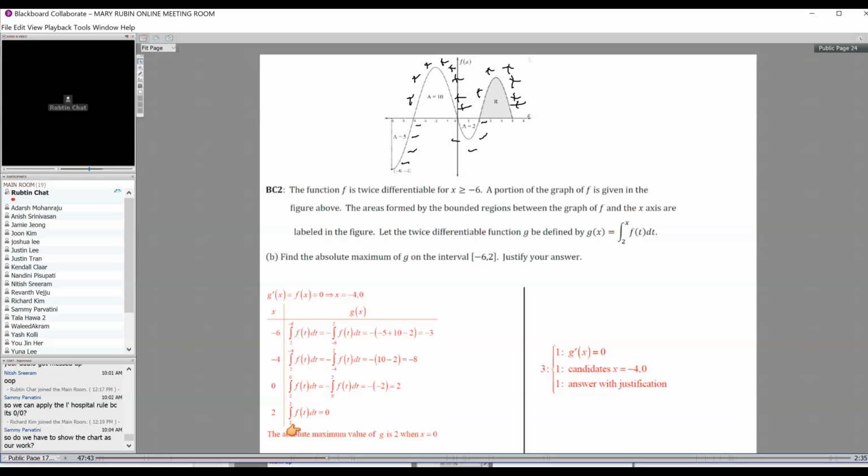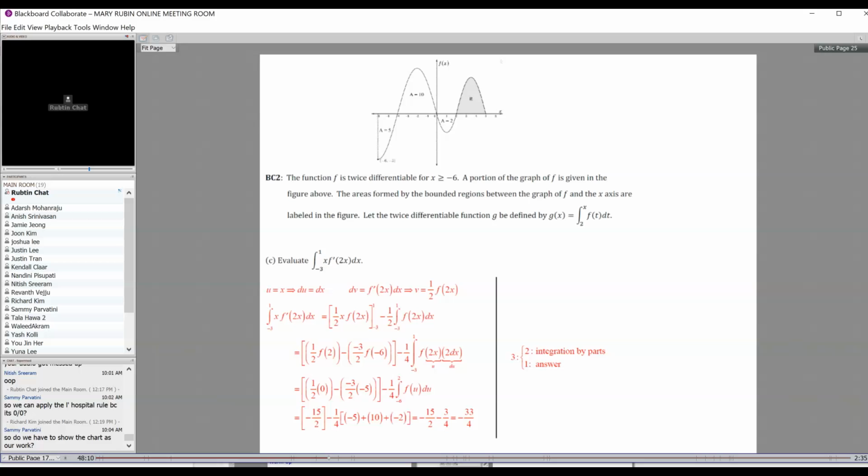What you don't have to do is explain what an absolute maximum is. You don't have to say the absolute maximum because this is the highest value. I mean, if you're picking the highest value, just hitting 2, then that's pretty clear. Okay? You can say it if you want. That's perfectly fine. But the chart is the money here. You have to show the chart, have to show the candidates, answer with justification. That's a 3-pointer.